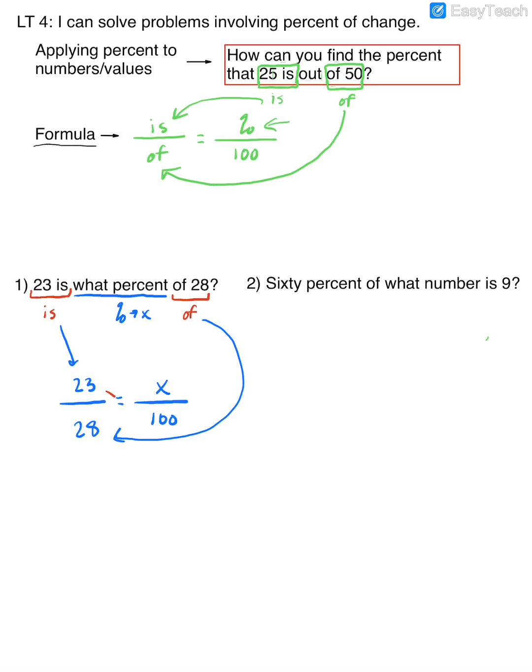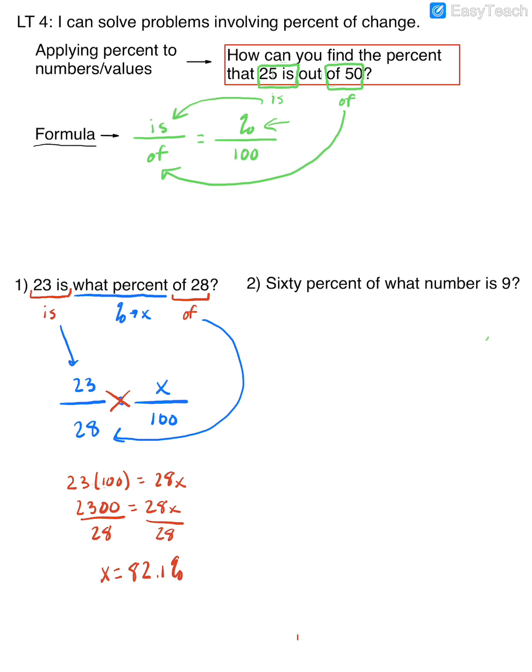So now we'll do what we've been doing. Cross multiply, so 23 times x, and then 28x, or 28 times x. 23 times 100 is 2300. Okay, and then I want to divide both sides by 28. Okay, and then here x should equal 82.1, and I rounded to the nearest tenth, so the first decimal place. Okay, let's move on to the next one.